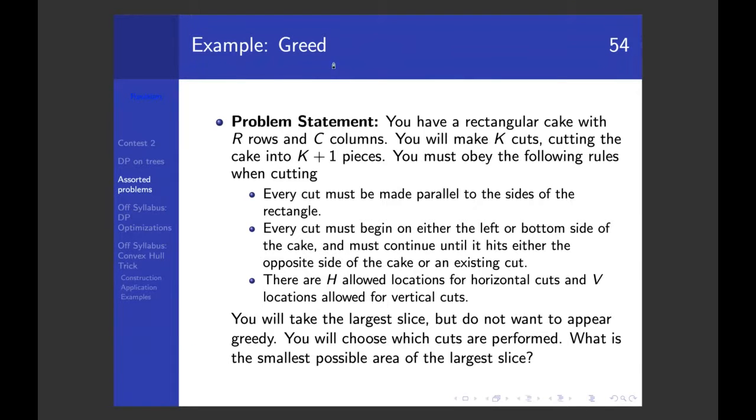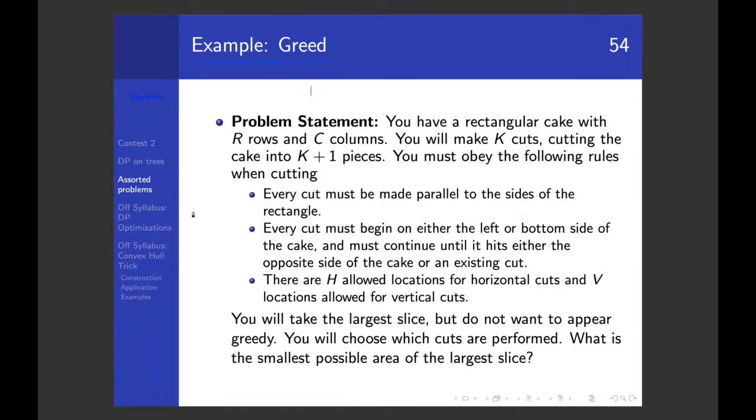Breed, on the other hand, is still on syllabus, but it's more of a challenging problem, at least in my opinion. So the problem statement is you have a rectangular cake with R rows and C columns, so an R by C cake. That's the wrong way around. R by C. You want to make K cuts, cutting the cake into K plus 1 pieces, but you must obey the following rules when cutting. Each cut must be made parallel to the sides of the rectangle.